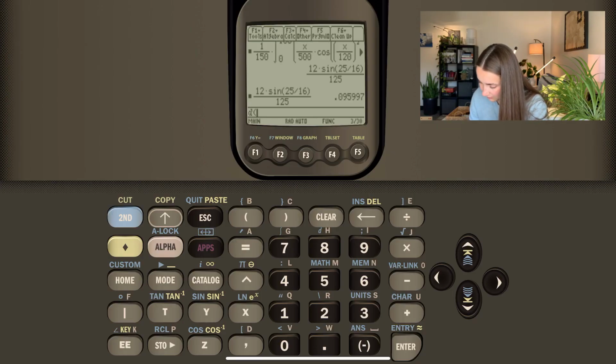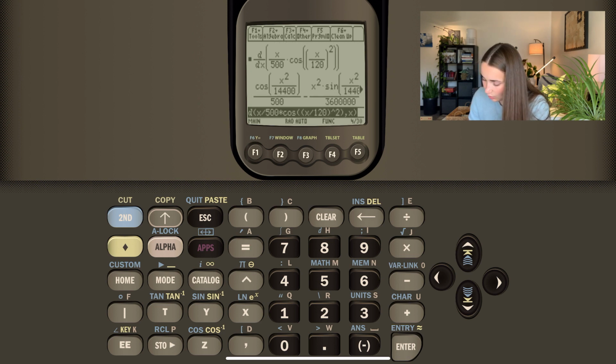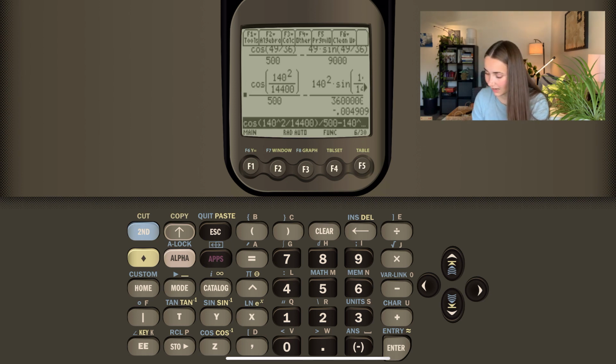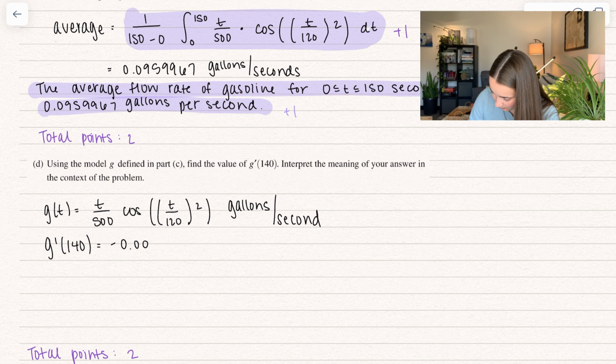So let's do this on the calculator. Go to F3. We're going to go to differentiate this time, and we're going to type in our function. Again, you can use X or T or whatever you want to use. So then we do comma X, right? And then we're differentiating. What I do is I go up, I click enter, and then everywhere I see an X, I'm going to replace that with the 140, right? And then I think that's everywhere. Click enter, wiggle line enter. We get negative 0.004909. I'm just going to write that as negative 0.0049.